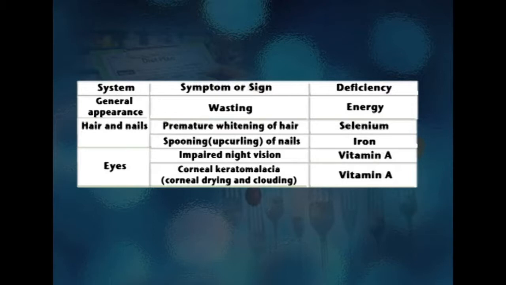For example, the symptom of muscle wasting is mainly due to the deficiency of energy. Premature whitening of hair can be due to the deficiency of selenium in the diet. Spooning of nails is because of deficiency of iron. Impaired night vision is because of vitamin A deficiency, and so on and so forth.